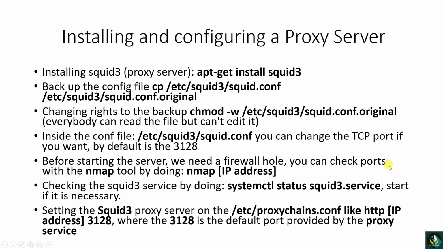So setting the SQL proxy server on the location of this directory and this configuration file like this. After that, type the command HTTP, your IP address and then the port, and the default port is 3128, as you can see, the default port provided by the service. So if you scan with nmap, the 3128 port on the SQL service won't be on the server. So next we are going to talk about the configuration file and sniffing, and then serve to the local machine.